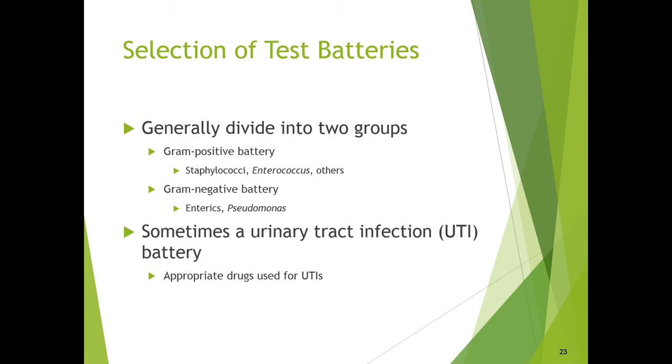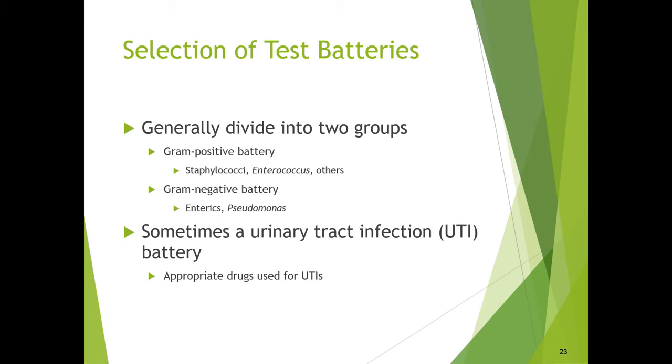Once you've decided that you need to perform sensitivity testing, there are different batteries that you would perform based on the group of organisms that you're working with. So usually you have a gram-positive battery and a gram-negative battery. So you're going to use certain antibiotics against gram-negative organisms, and you're going to use a separate set of antibiotics for gram-positive. And that's because antibiotics work differently. Some antibiotics would work against gram-positive organisms, but they won't work against a gram-negative organism.